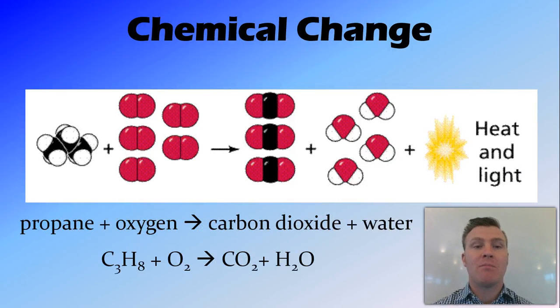So, for example, the combustion reaction of propane, which is a gaseous fuel and what is in your fires and your barbecues, reacts with oxygen and forms carbon dioxide and water. And we can again write this as a chemical equation where C3H8 plus O2 reacts to form CO2 and H2O. Now you can see that we're starting with propane and oxygen and we're finishing with carbon dioxide and water. So we have a new substance formed, we have a chemical change.